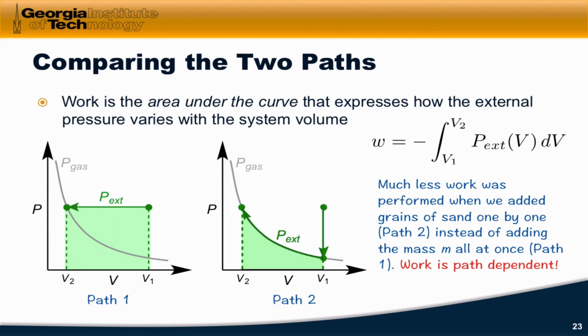We're going to revisit these two paths multiple times in our study of thermodynamics because they illustrate two different general types of processes, reversible and irreversible, that are very relevant to chemical thermodynamics. So keep these two paths in mind, and especially at this point, notice that the work performed depends on the path we use to get between two different points in state space.